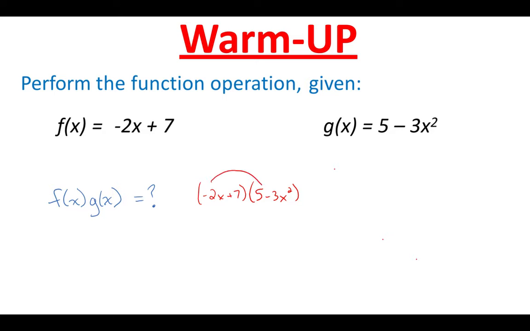So we do our first term, gives you negative 10x. This gives you positive 6x to the third, plus 35, and then minus 21x squared. We don't want to leave our answer just like this because it's not in order from the highest to lowest power. So we want to put that x to the third first, minus 21x squared, minus 10x plus 35.